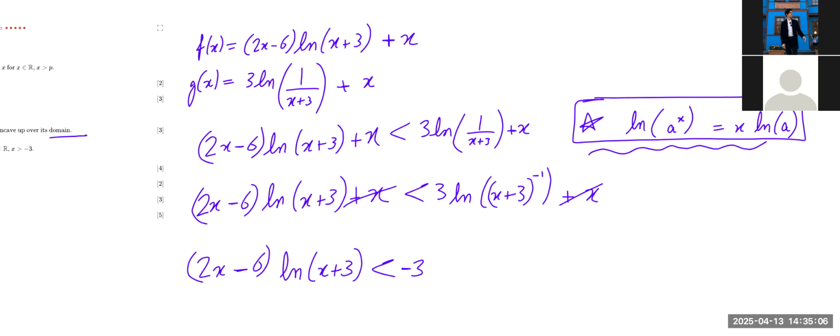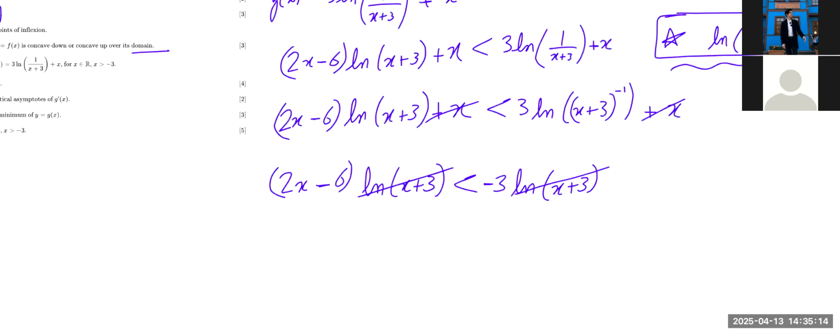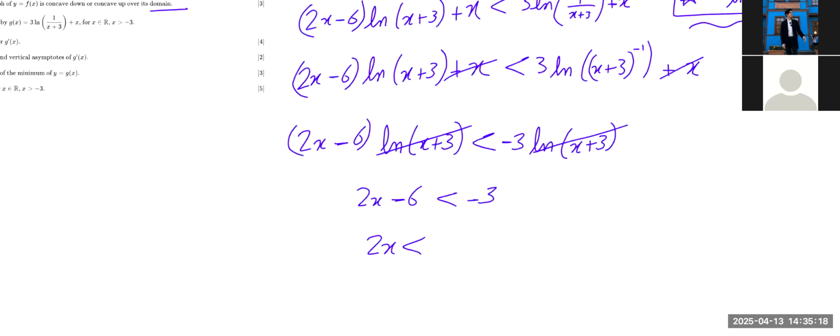And now we have the same log on the right and the left, which means we can divide both sides by natural log of x plus 3 and cancel this out, which leaves us with a very nice, simple linear inequality. Add 6 to both sides, divide by 2 on both sides, and that is your answer. That's it.